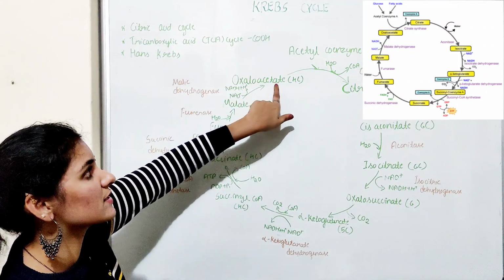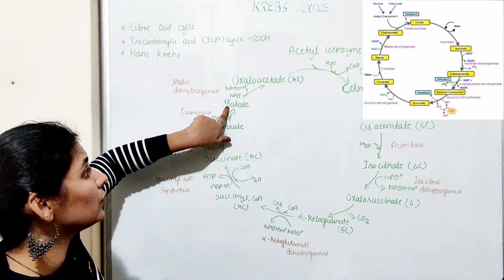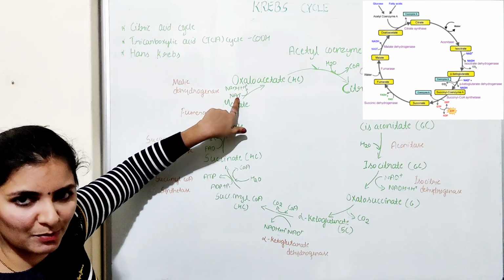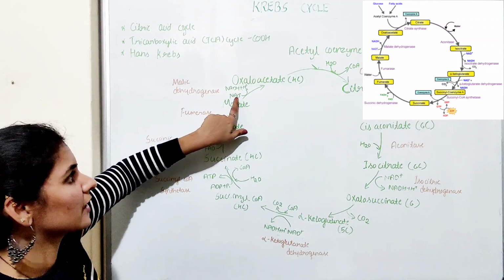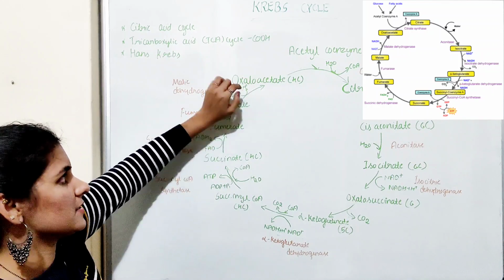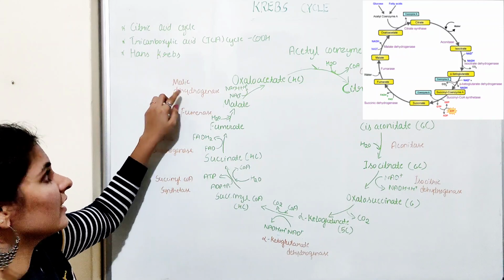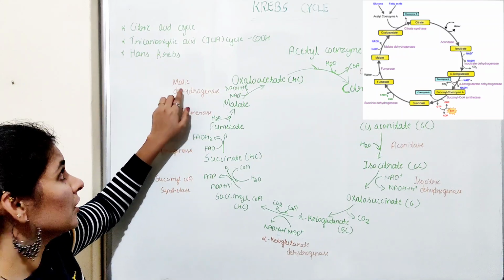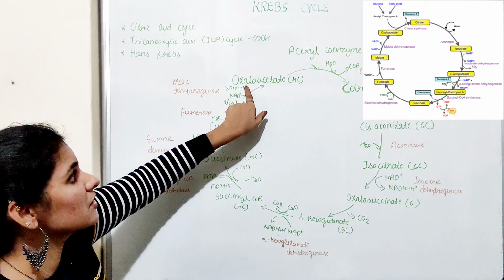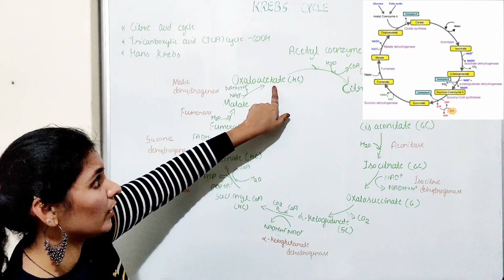In the next step, or in the last step, 2 hydrogen atoms are removed from the malate, which converts malate into oxaloacetate, which is again a 4 carbon compound. The 2 hydrogen atoms which are released from the malate are received by NAD+. So upon receiving 2 hydrogen atoms, NAD+ is reduced to NADH and H+. This reaction is catalyzed by the enzyme known as malic dehydrogenase. So in the presence of malic dehydrogenase, malate is converted into oxaloacetate.